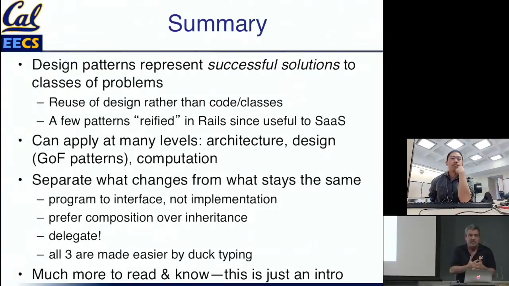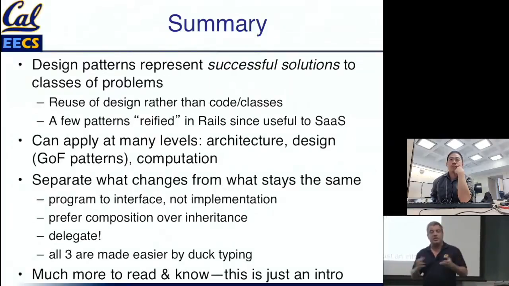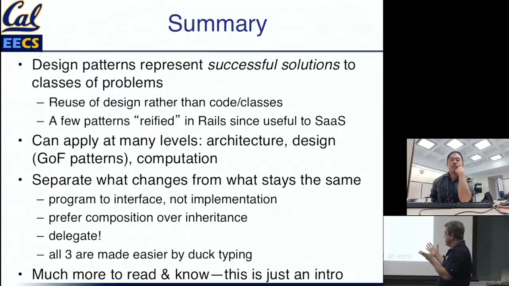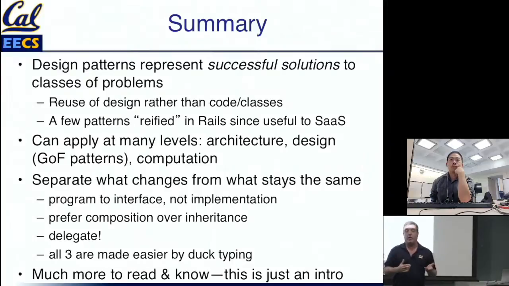But the basic idea is that you're not just reusing code, you're reusing structure. You're reusing ideas about structure. A few of the patterns that come up are what we say reified. In other words, they're first-class abstractions in Rails because they're really useful in some specific way to SaaS.